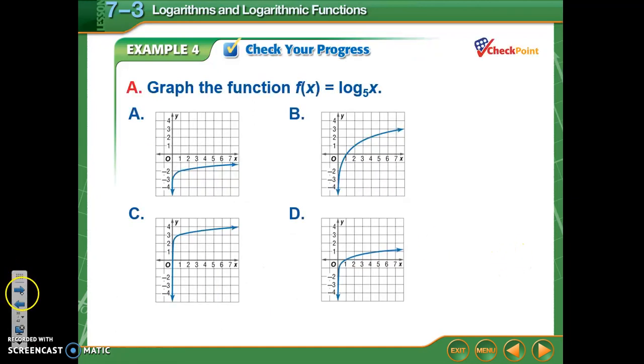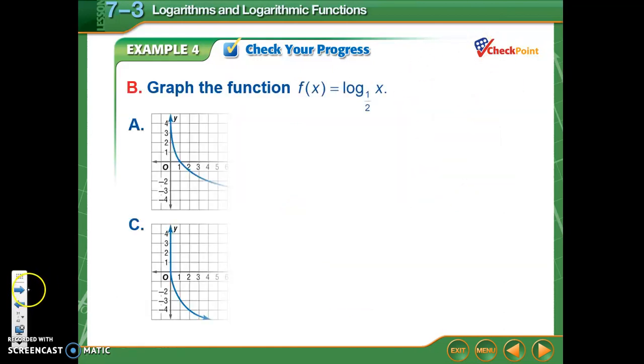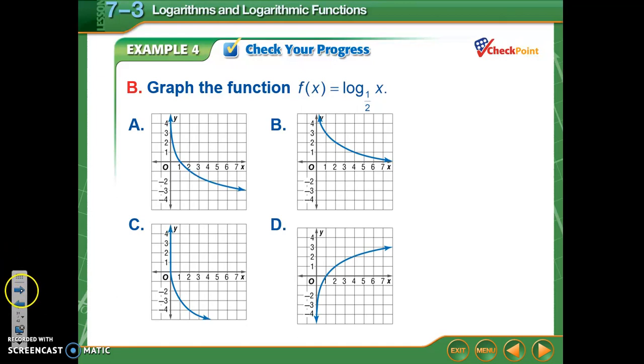All right, I want you guys to try this one. All right, you should have gotten D when you graph this. Your 3 points should be (1/5, -1), which we can see here, (1, 0), and (5, 1). And again, we know that the y-axis is an asymptote, so this is the graph that most closely matches those 3 points. All right, try this one where the base is between 0 and 1.